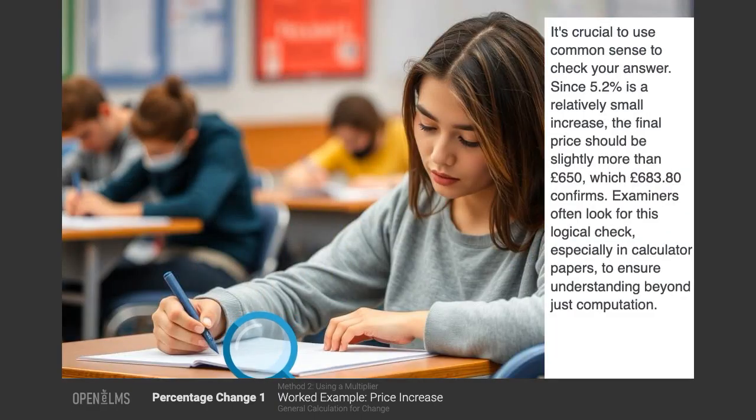It's crucial to use common sense to check your answer. Since 5.2% is a relatively small increase, the final price should be slightly more than £650, which £683.80 confirms. Examiners often look for this logical check, especially in calculator papers, to ensure understanding beyond just computation.